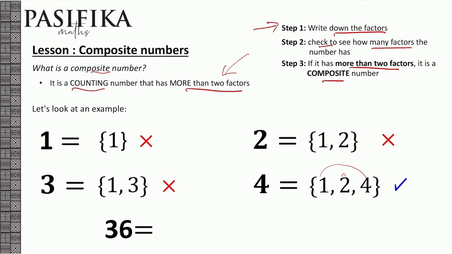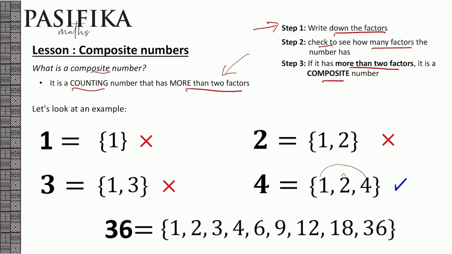How about we look at one more? Why don't you pause the video and give this a go? Now, if you came up with all of these as the factors of 36, you are correct. And if you look back and see if it's got more than two factors, you can see that it is a composite number. Therefore, 36 is a composite number.